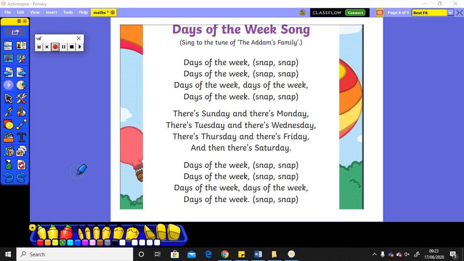Hedgehogs, and happy Friday! We're learning about the days of the week this week, and yesterday you used the words today and yesterday to talk about things that have happened.